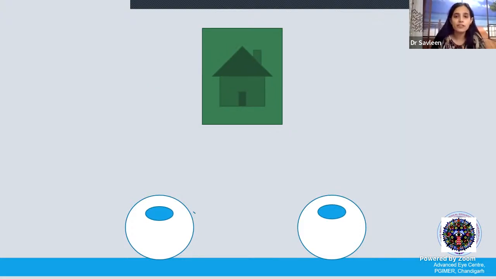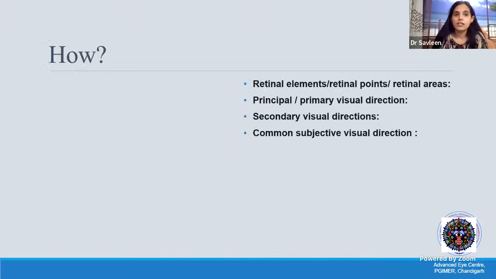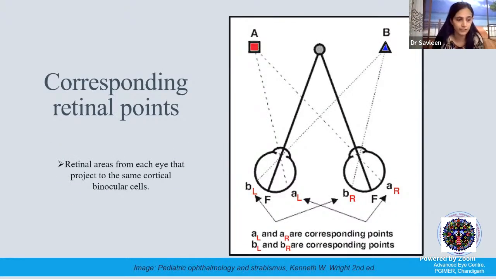So this normal binocular vision is the integration of these retinal images from the two eyes into a single visual percept, and giving it a three-dimensional aspect as well. Now, how do we have this binocular vision? There are a lot of concepts that we come across in the textbooks, and we need to understand a few points before we understand how we are actually looking binocularly.